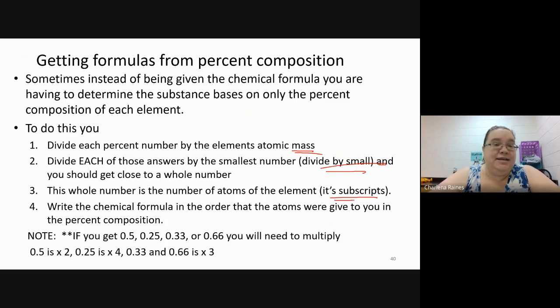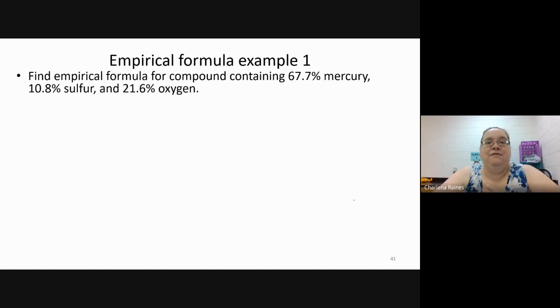So if I tell you that S is first, write S first. If S is in the middle, write it in the middle. So let's look at an example of empirical formula. So example number 1, I'm giving you the percent compositions. And what you're having to do is work backwards to give me that empirical formula. How many atoms of each element are in the compound?